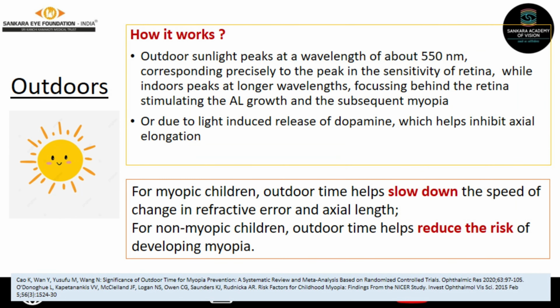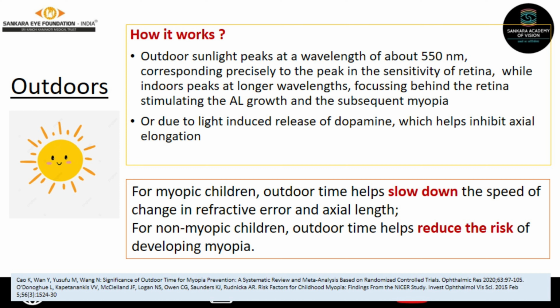When you are outdoors, we are looking at natural light. The sunlight has wavelengths, as seen by our eye, somewhere between 400 to 700 nanometers of light. This sunlight will have a wavelength around 550 nanometers, which is exactly focused on the retina, unlike indoor light, which can have wavelengths slightly shorter or slightly higher. That again could prompt the increase of powers. Or it can also be because light releases dopamine, which inhibits axial elongation.